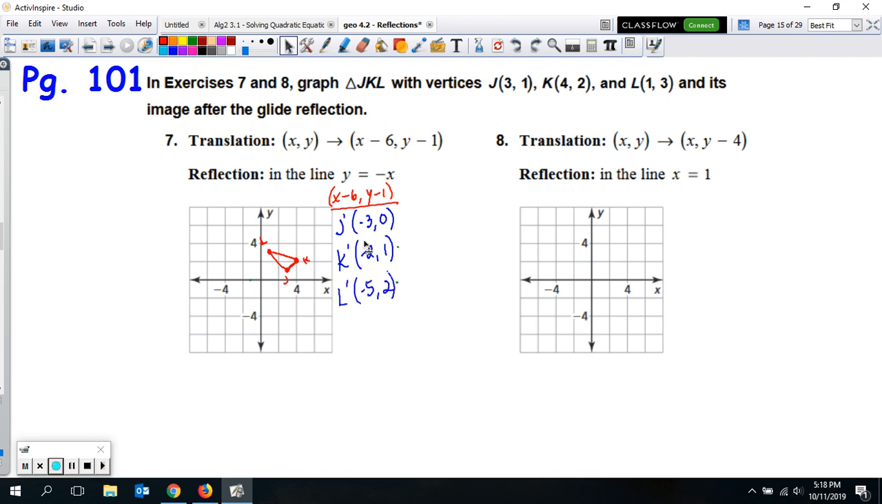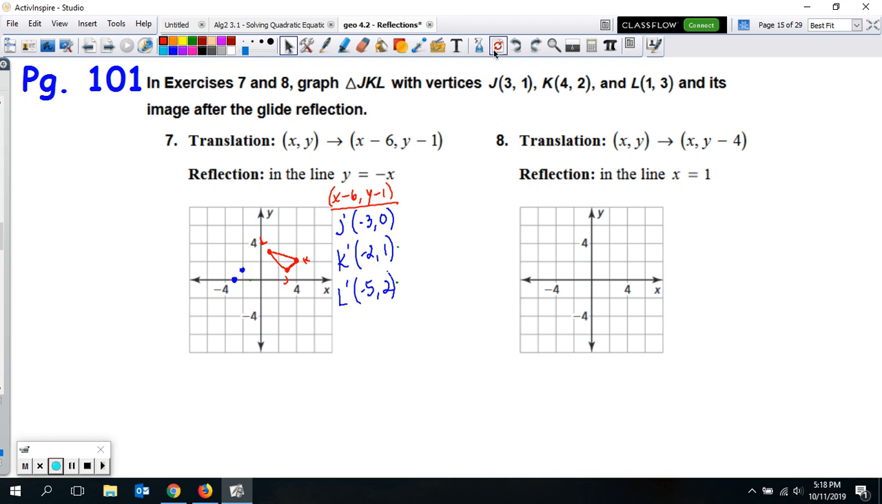So now we plot these points here to make another triangle. For J prime, it's going to be at negative 3, 0. And I didn't put the J prime on here. I should have. You should do that on your paper. I forgot to do it on mine. You should put a little J prime, label these points. Negative 2, 1 is going to be right here. It's going to be K prime here.